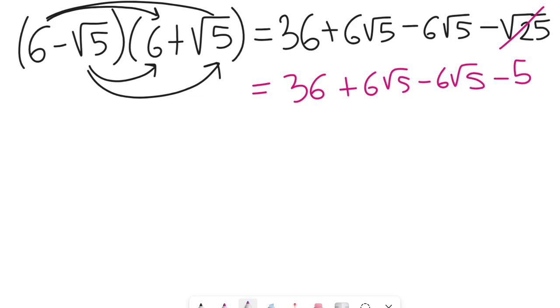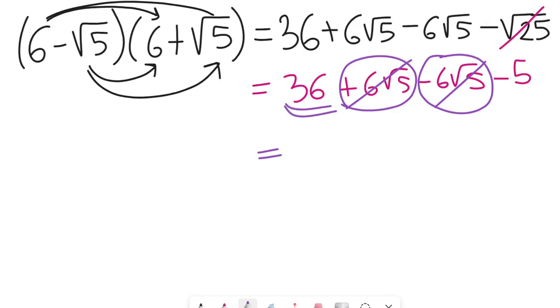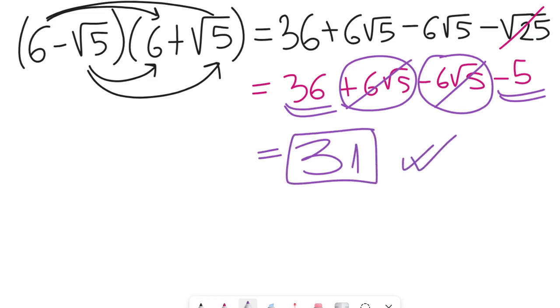What do we notice over here? Positive 6 radical 5, negative 6 radical 5, positive 6, negative 6. They will cancel each other out. 36 minus 5 is equal to 31. That is the answer to this question. And the last one for today.